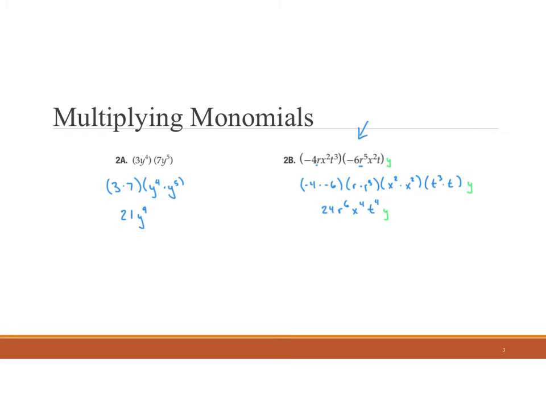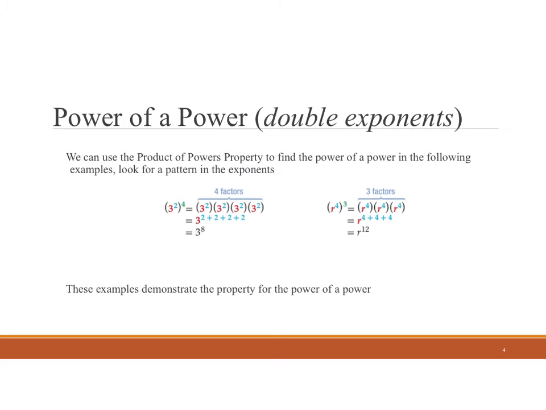The only thing that you would need to make sure of is that you write your variables in the proper order. Which actually I did not do for this one. So it should be 24 r to the 6, t to the 4, x to the 4, because remember, your variables go in alphabetical order. Now, in all of those problems, you had one variable with one exponent. And you may have been multiplying bases together, but still it was one variable with one exponent.